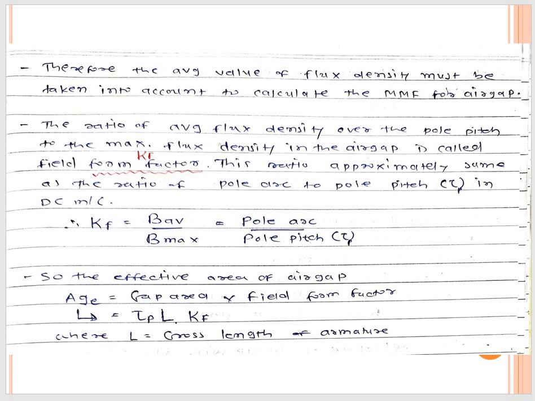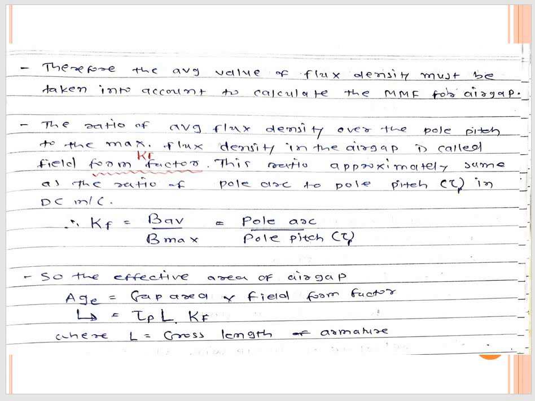Now, the ratio of average flux density over the pole pitch to the maximum flux density in the air gap is called field form factor Kf. So this is the most important definition for the 1 mark. The ratio of average flux density over the pole pitch to the maximum flux density in the air gap is called field form factor Kf.